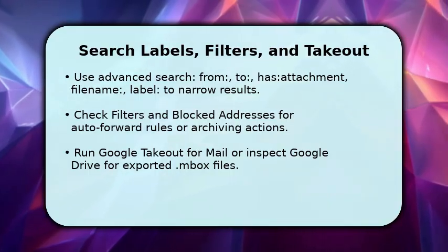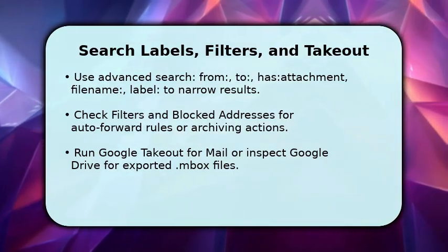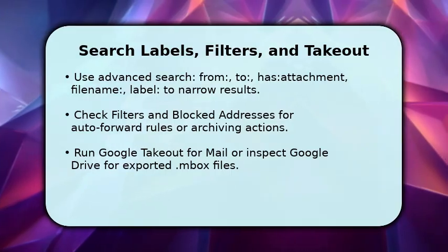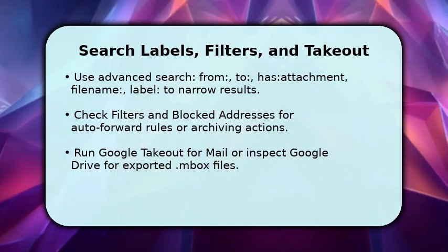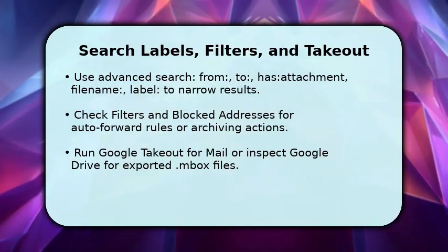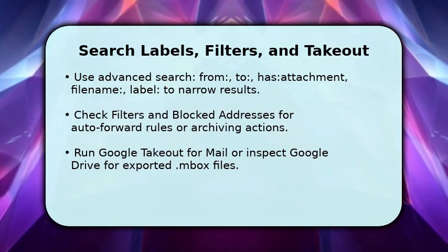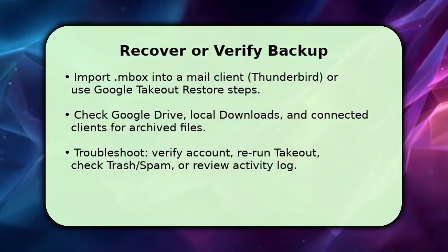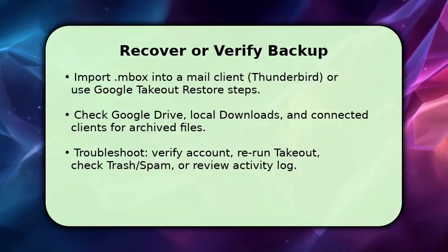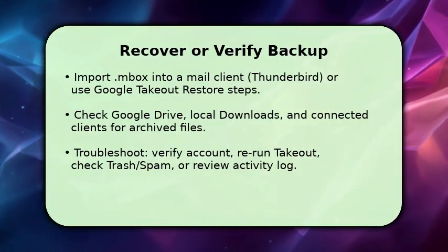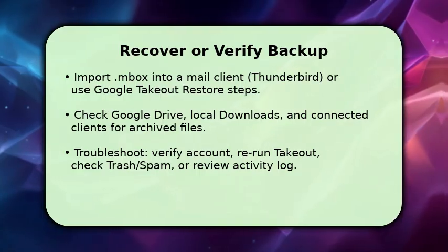If you still can't find originals, run Google Takeout for mail to export an mbox. Make sure to select all mail and the correct date range so you don't miss older backups stored in Drive or downloaded earlier. To finish, import any found mbox into a mail client like Thunderbird or follow Takeout Restore steps to return messages to Gmail.